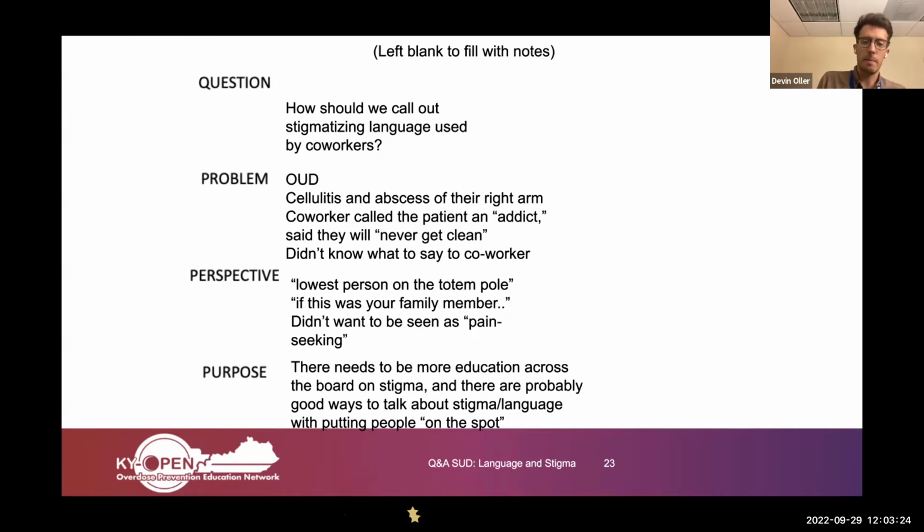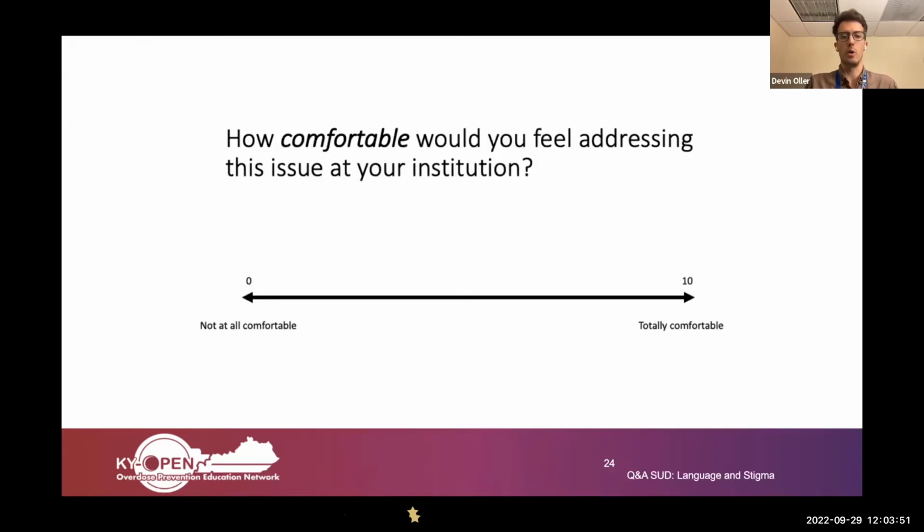It was thinking about, if this was your family member, how you would treat them, but wasn't sure sort of how that would come across. And they were feeling like there needs to be education across the board to address stigma. So we're going to do the same thing with this case as we did with the last case. So trying to think about addressing stigmatizing language used by coworkers. How comfortable would you be in addressing this issue?